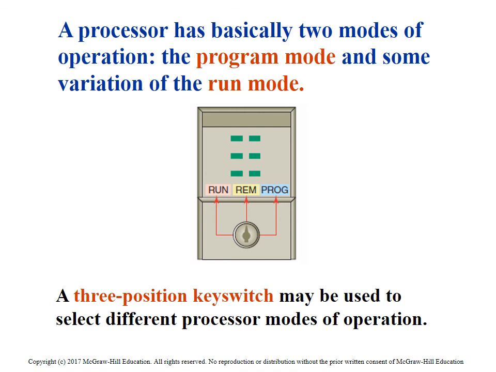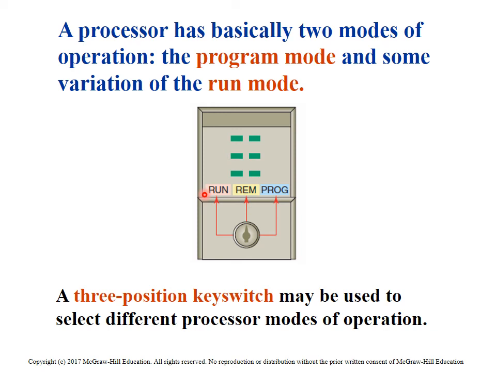Mode of operation. We have run, remote run, and program mode. These are the three basic modes for all PLCs. When you are in run mode, the only thing that PLC will do is run the program. So you can't get in there and tweak it and modify it. You're completely locked out from making modifications. Your PLC will do nothing but run the program.